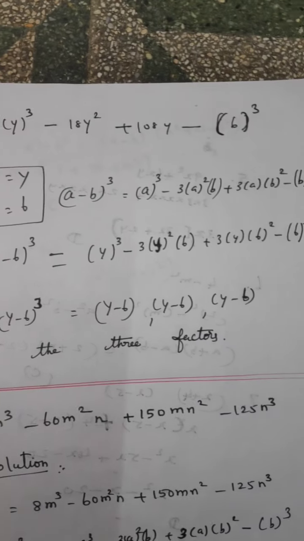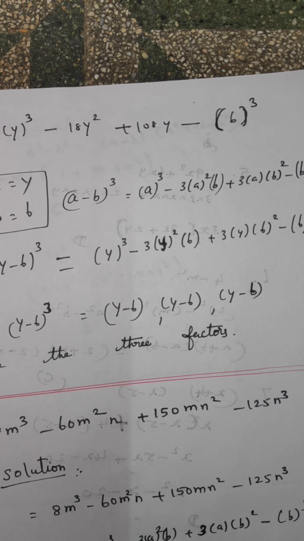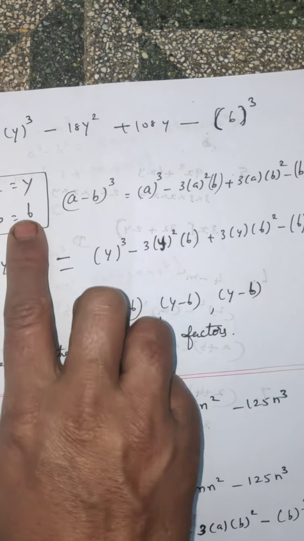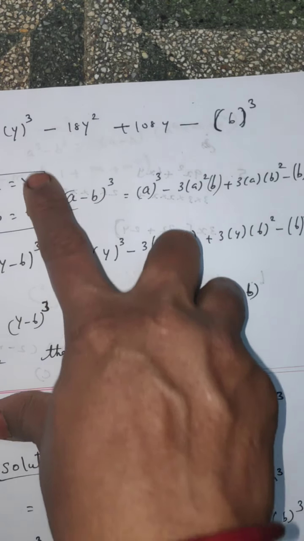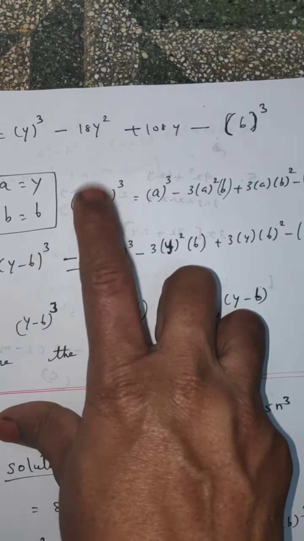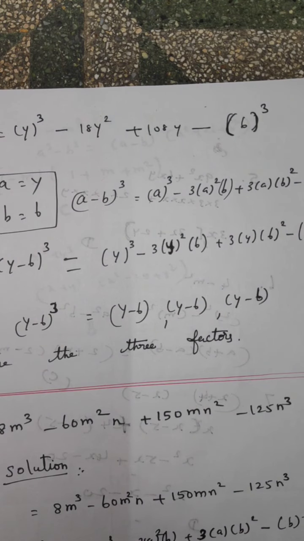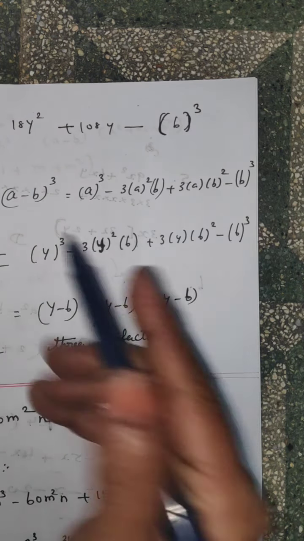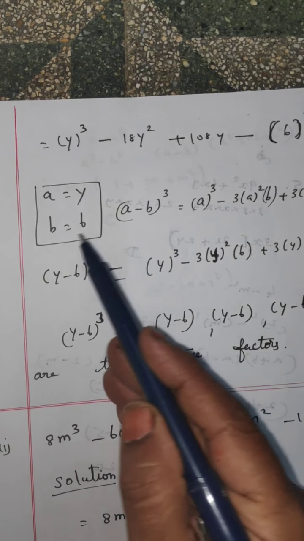See there, y cube minus 18y squared plus 108y minus 6 whole cube. a equal to y, b equal to 6. These two values substitute in this formula. Given the question and the formula, a equal to y, b equal to 6, substitute in this formula. (a minus b) whole cube equals a cube minus 3a squared b plus 3ab squared minus b cube, with a equal to y, b equal to 6.